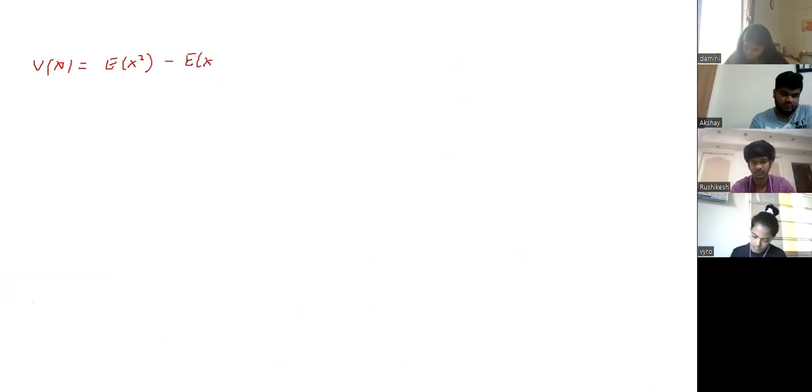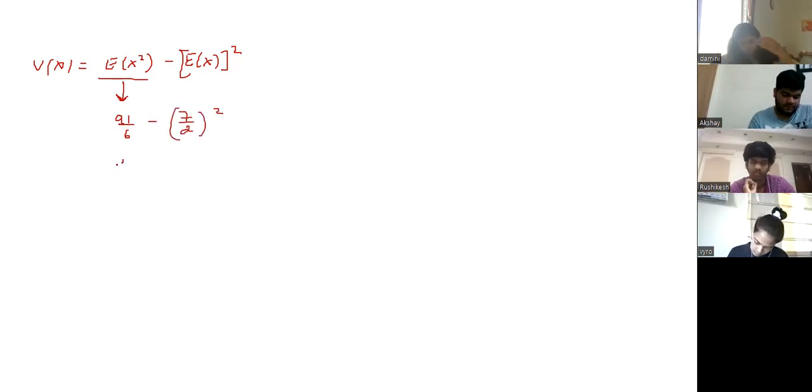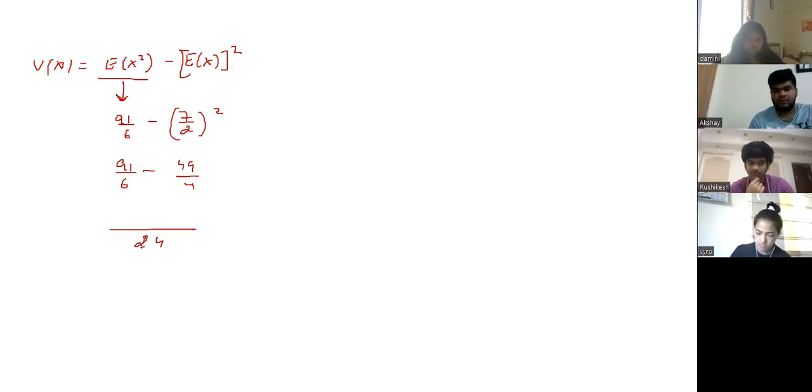Now for variance of x, which is expectation x square minus expectation of x whole square. What is expectation x square? 91 by 6 minus 7 by 2 whole square, which is 91 by 6 minus 49 by 4, which is, let's say, 24. We can take 12 as well.